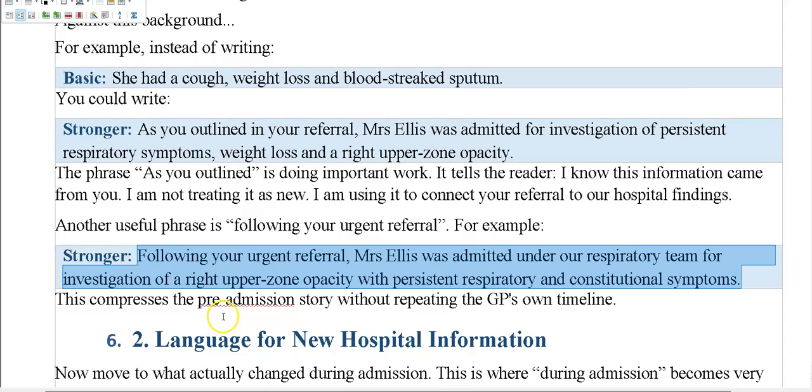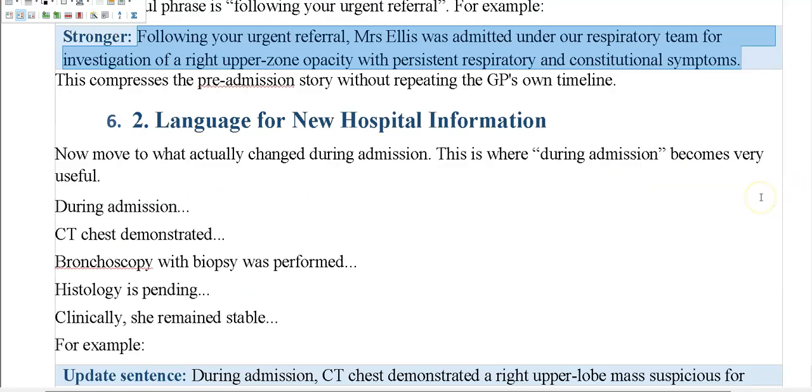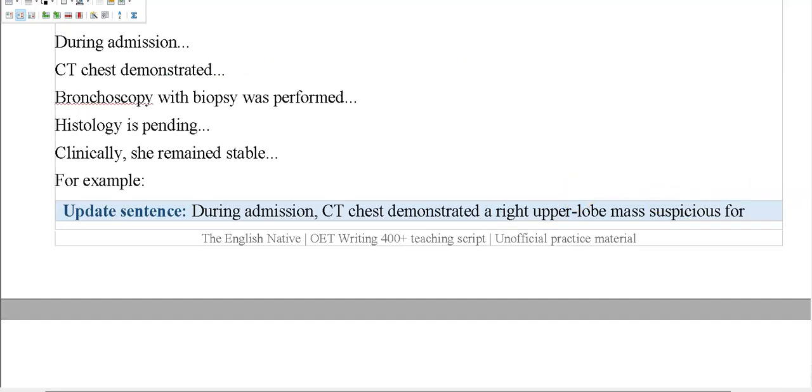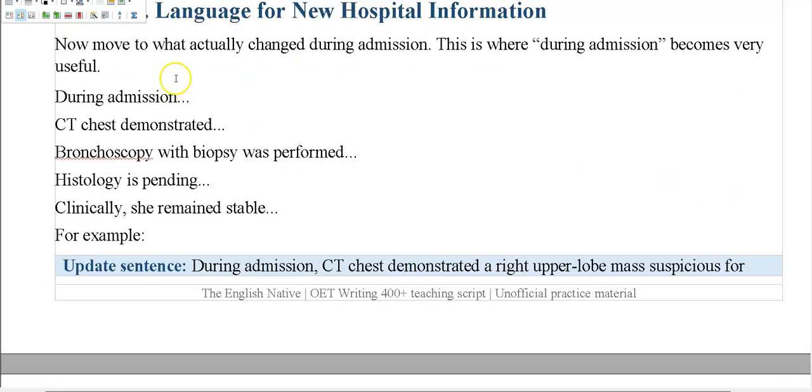So it's not repeating the GP's own time, it compresses the story. Okay, language for new hospital information. Now, this is what the GP does not know. I don't know this. You're telling me this is new.